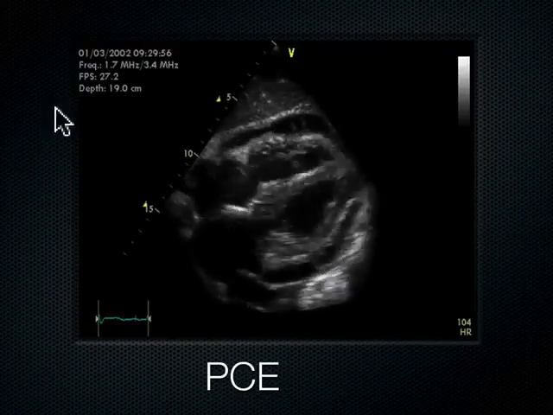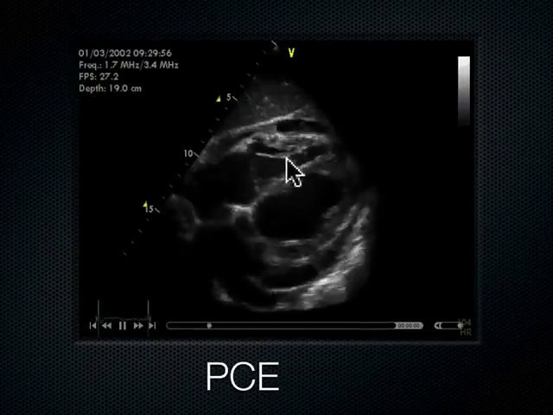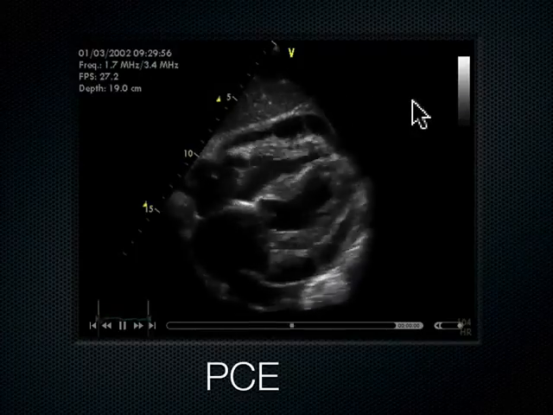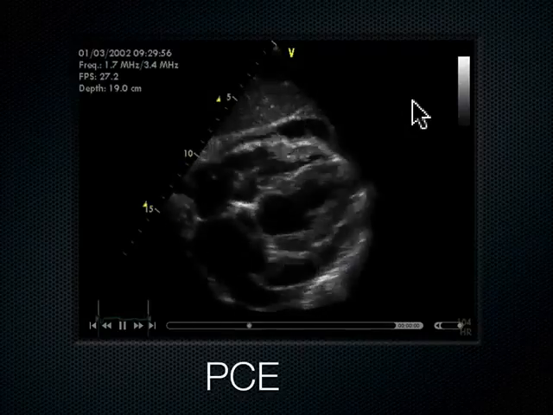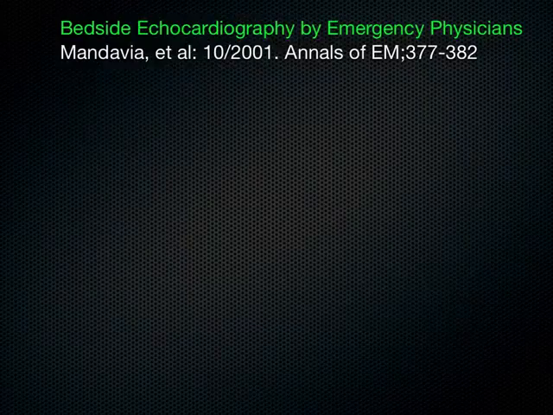We can see that there are some loculations going on out here in this pericardial effusion. Here's the right ventricle, left ventricle. This is all the liver seen up here. Just an example here. This is probably a chronic effusion. Why do I say that? Well, there's loculations in there, and that makes me wonder how long that thing has been there.